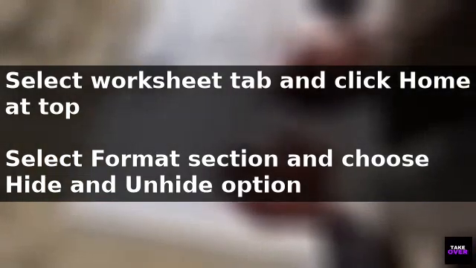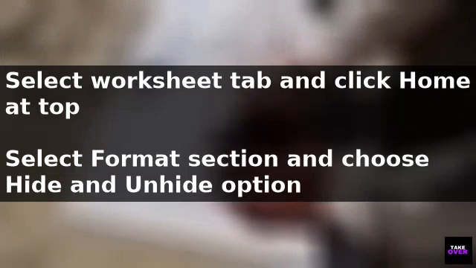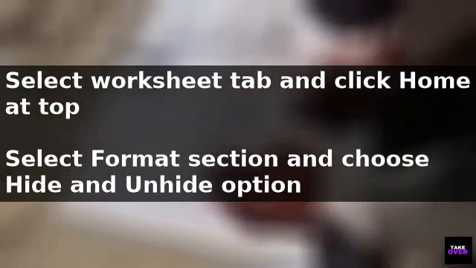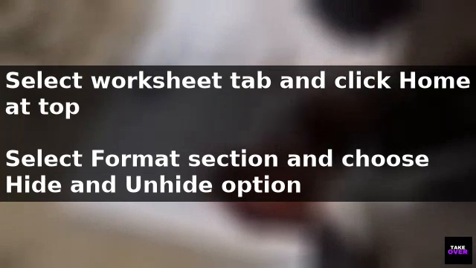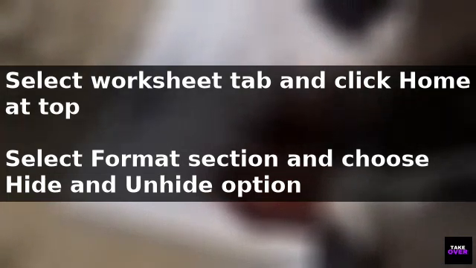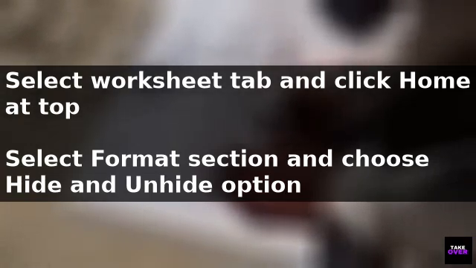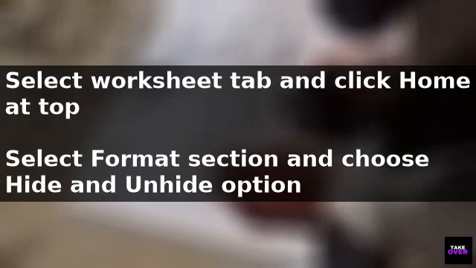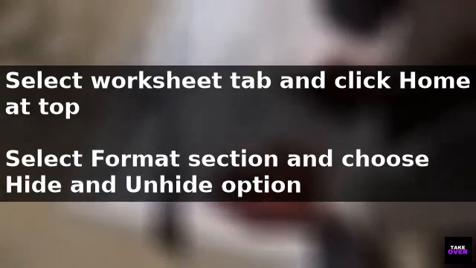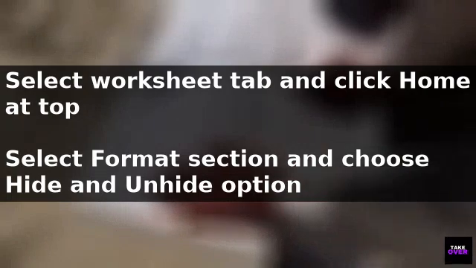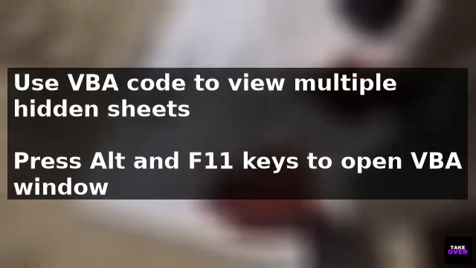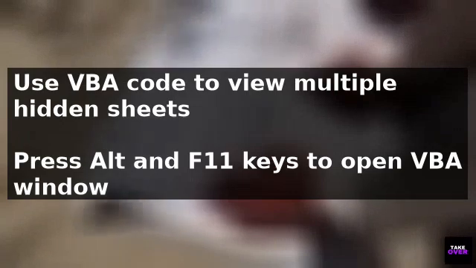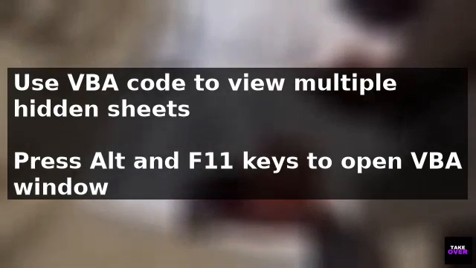Alternatively, you can view hidden sheets through the ribbon. For Excel 2010, 2013, 2016, and 2019, start by selecting a worksheet tab at the bottom of the file. Then click on Home at the top of the page. Next, select the Format section, which is located to the right, and scroll down to Visibility. From there, choose Hide and Unhide, and then select the Unhide Sheet option from the small menu that appears. When the dialog box appears, select the sheet you want to view and click OK.